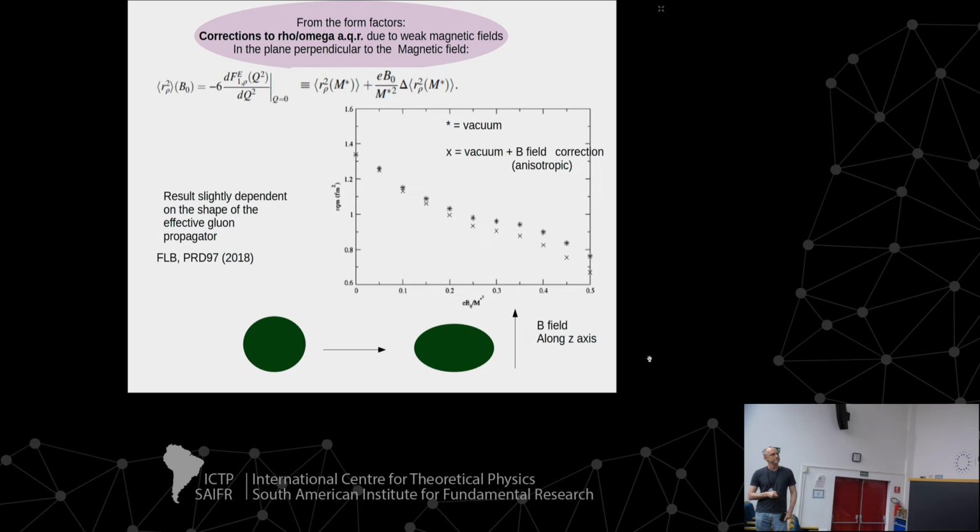With respect to the magnetic field, it decreases considerably. So here we have the two curves: the value in the vacuum, plus the magnetic field correction. So the shape of the rho should be a little bit oblate.